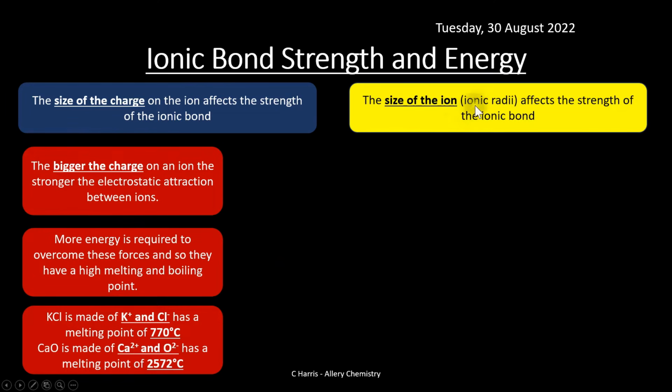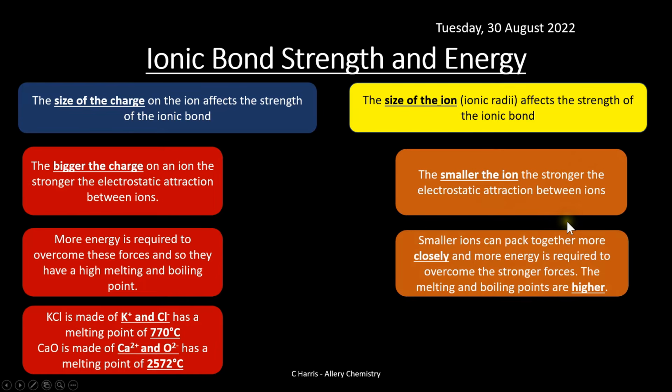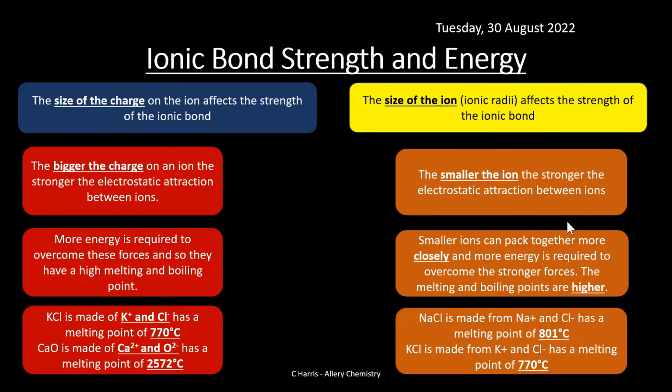The size of the ion, which is the ionic radius, also affects the strength of the ionic bond. The smaller the ion, the stronger the electrostatic attractions between the ions. If they're smaller, the forces that attract them are much stronger, so they can pack together a lot more closely. More energy is required to break those forces, and therefore the melting and boiling points are higher as well. So let's have a look at an example.